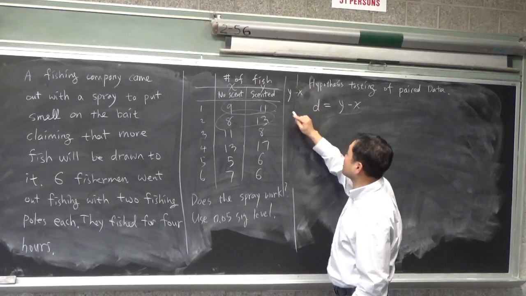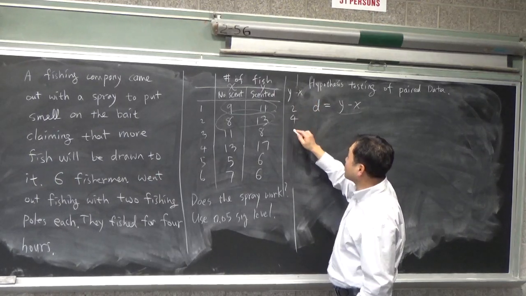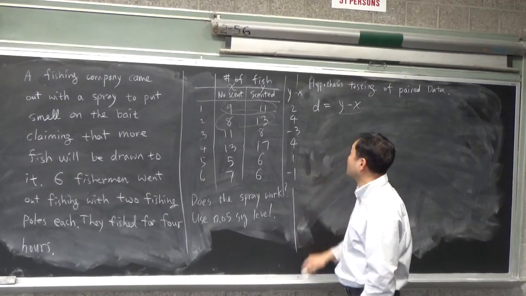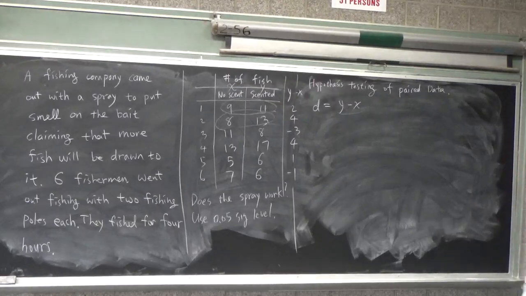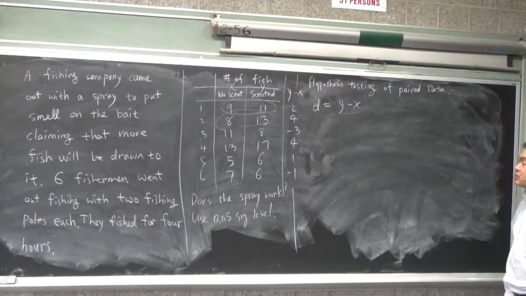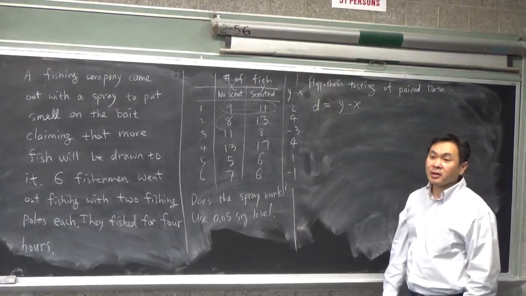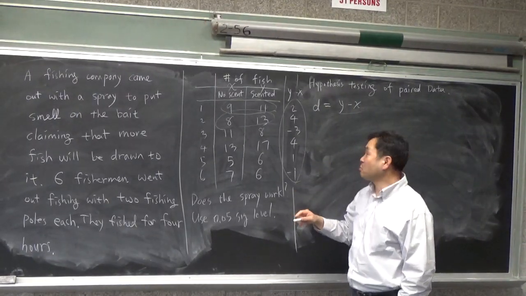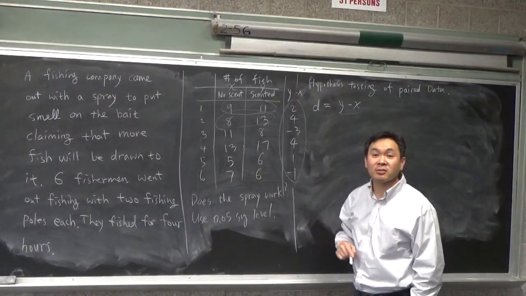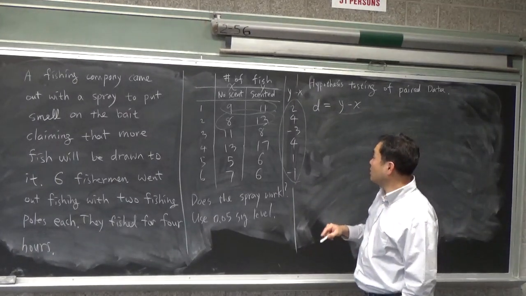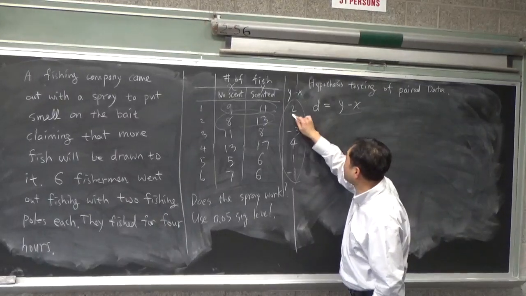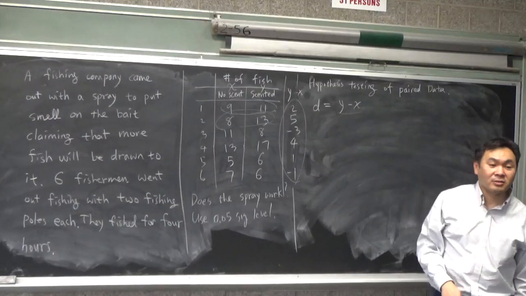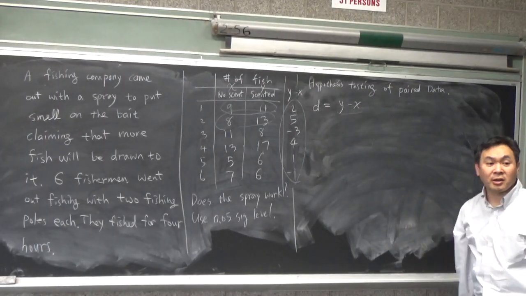What's our y minus x? This is 2, 4, negative 3, 4, 1, negative 1. Okay? So that's what we have. And we can just use this as our data set, compute the standard deviation. Yes? Isn't the second one 5? Oh, thank you, 5. Okay, we can just use this as the data set and just do a regular hypothesis testing.